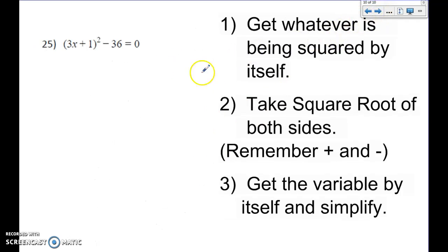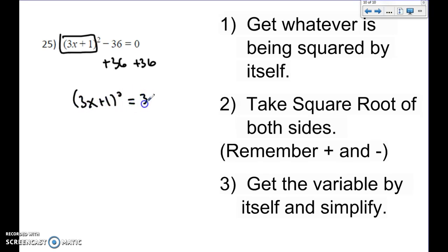All right, so I'm going to look at this one. I'm going to get whatever's being squared by itself. This is what's being squared, so I'm going to get it by itself. So I'm going to add 36 to both sides. So I have 3x plus 1 squared equals 36. I'm going to take the square root of both sides. So I have 3x plus 1 equals plus or minus 6.